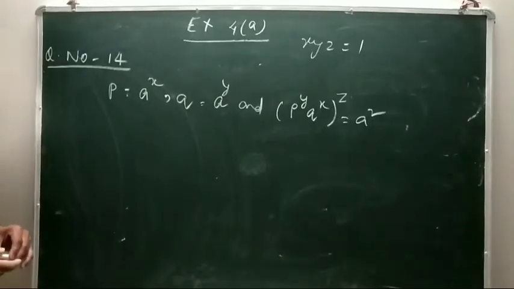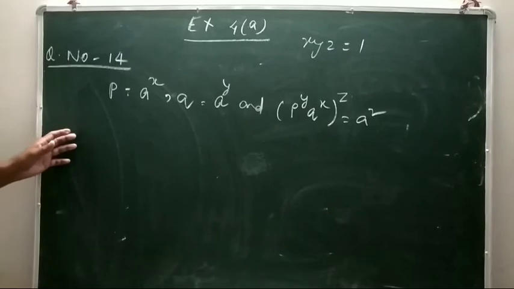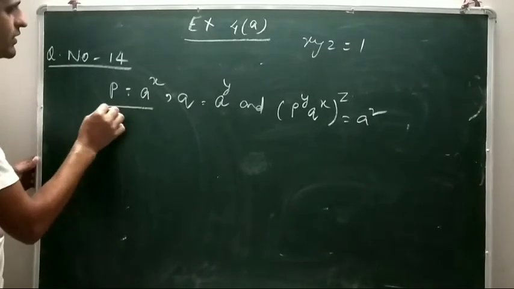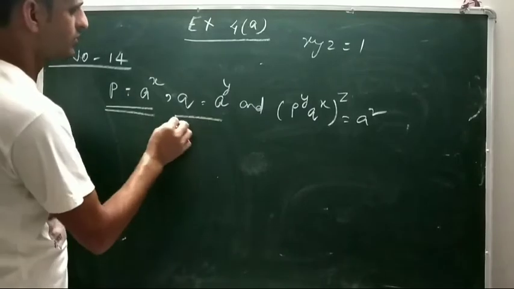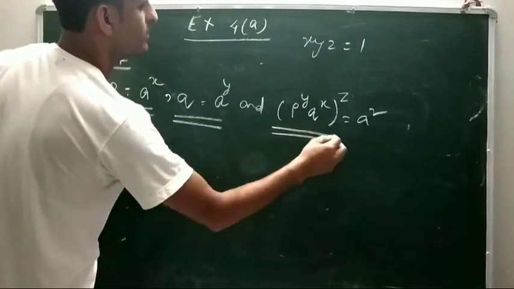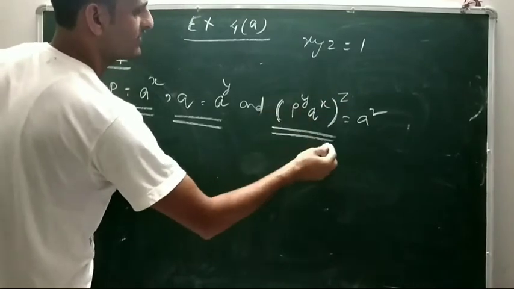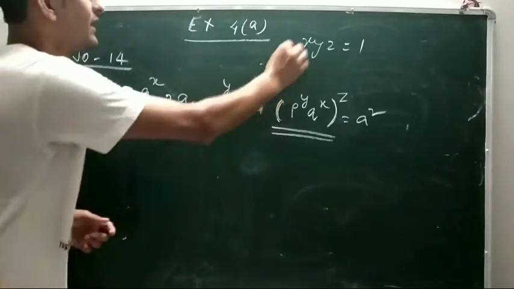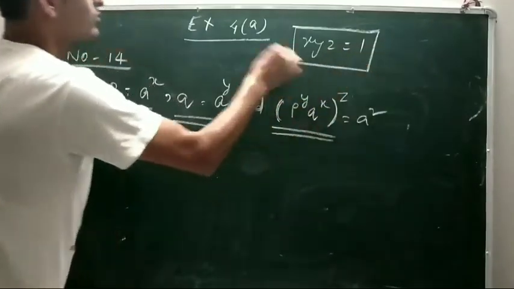Now students, let us go to the next question, question number 14. What is given in question number 14? See, p is equal to a to the power x, q is equal to a to the power y, and (p to the power y, q to the power x) whole power z is equal to a square. With the help of these, we have to prove that xyz is equal to 1.